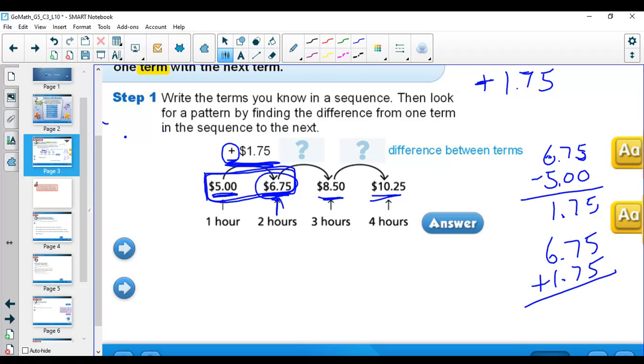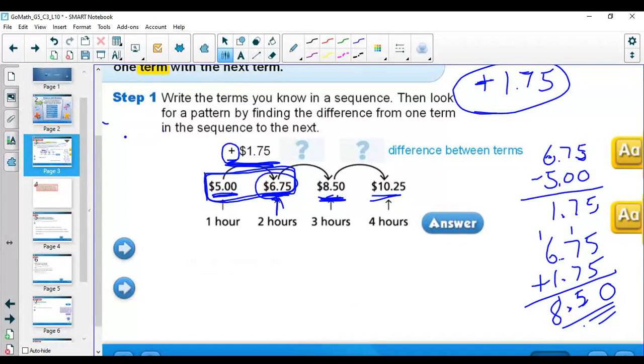First of all, we line up our decimal. Then I start over here in the smallest place. 5 plus 5 is 10, so 0 and I regroup my 1. 7 plus 7 is 14, plus 1 more is 15. I regroup again. I make sure to put my decimal in my answer. And then 6 plus 1 plus the regrouped 1 is 8. And because this number that I found matches the third term in my sequence, I have a pretty good idea that my rule of adding 1.75 is going to work.